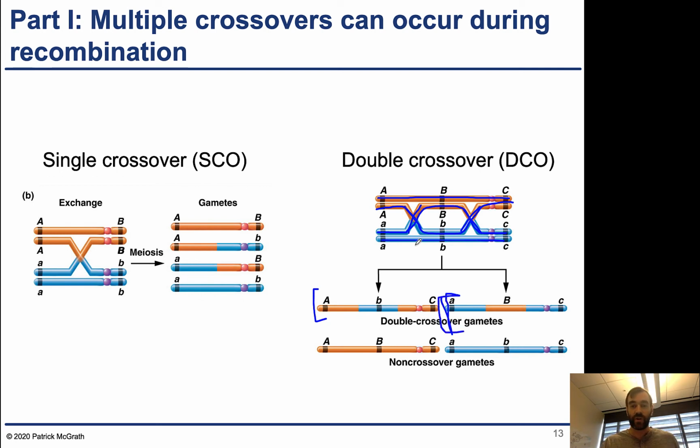So just following where those crossovers occur, and then you exchange between the maternal and the paternal sources of the DNA. So you have non-crossover gametes, and now we have what's referred to as double crossover gametes. So this is going to become important for when we're starting to look at more than one gene at the same time.